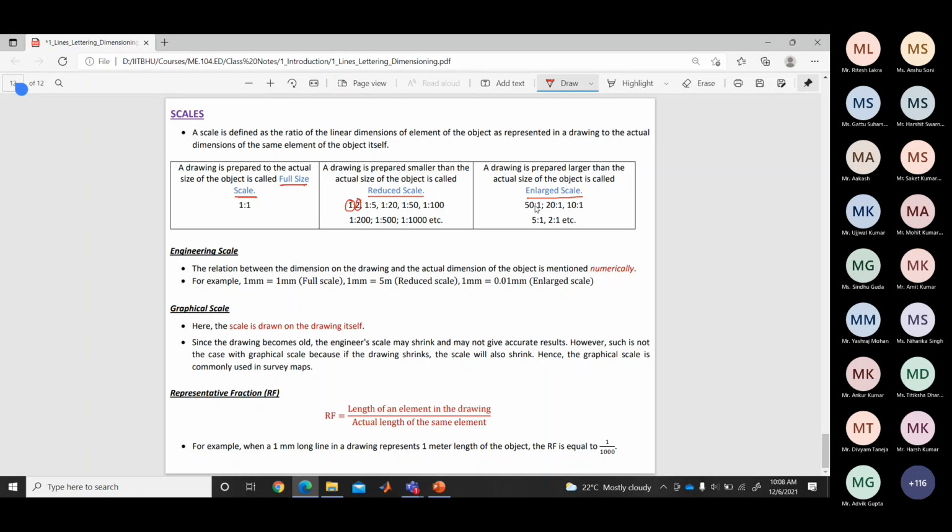Alright. So why is it necessary? Because we have limitations, right? Because we have seen the sizes of the drawing sheets: A0, A1, A2, A3, and so on. So how can we properly utilize that drawing? Through this full scale, reduced scale, and enlarged scale. Alright. So whenever we use either reduced scale or enlarged scale, we must mention it on the drawing.